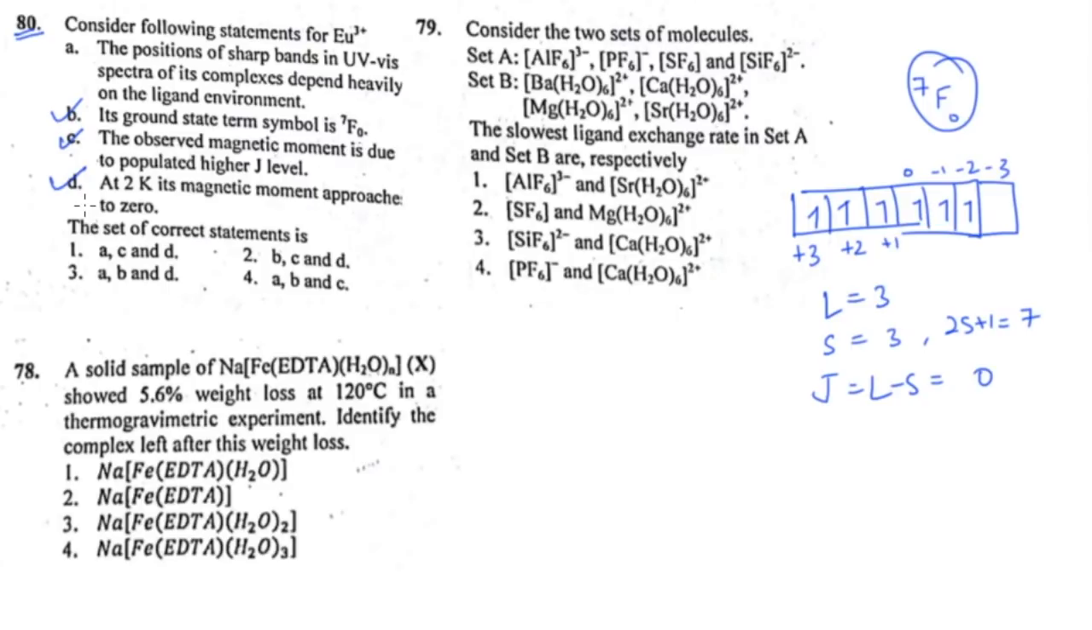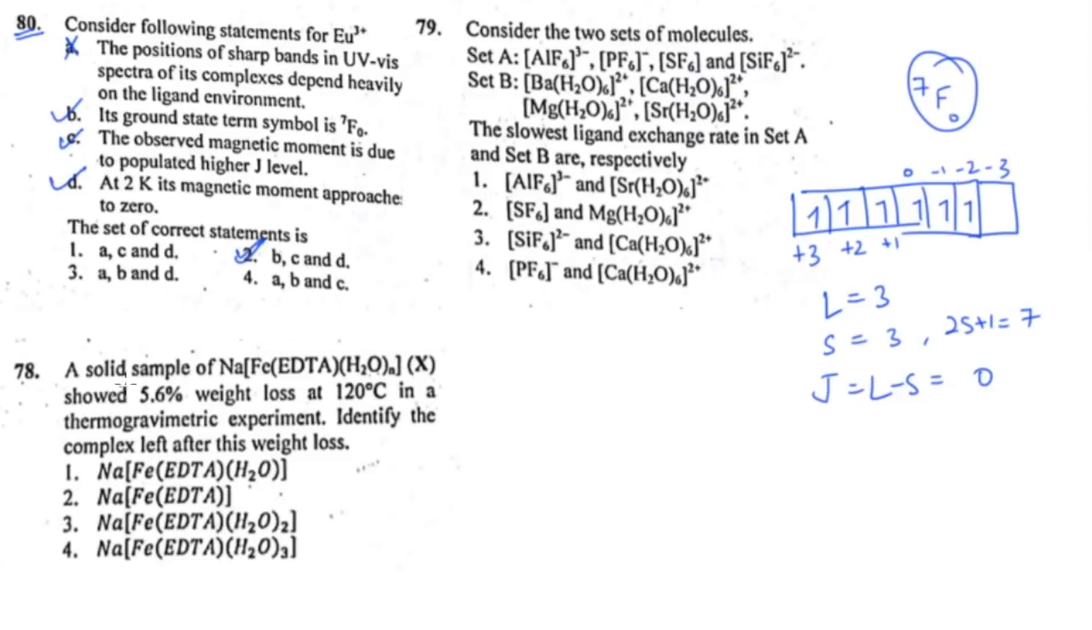Now talking about statement number 1, it says that the positions of sharp bands in the UV-visible spectra of this complex depend heavily on the ligand field. So that is totally incorrect. Lanthanides or actinides, both do not depend upon ligand involvement, because these are all due to electrons in the f orbitals, and f orbitals are deeply buried inside, so the ligand field does not affect them. Okay, so your option number 2 is your correct option.